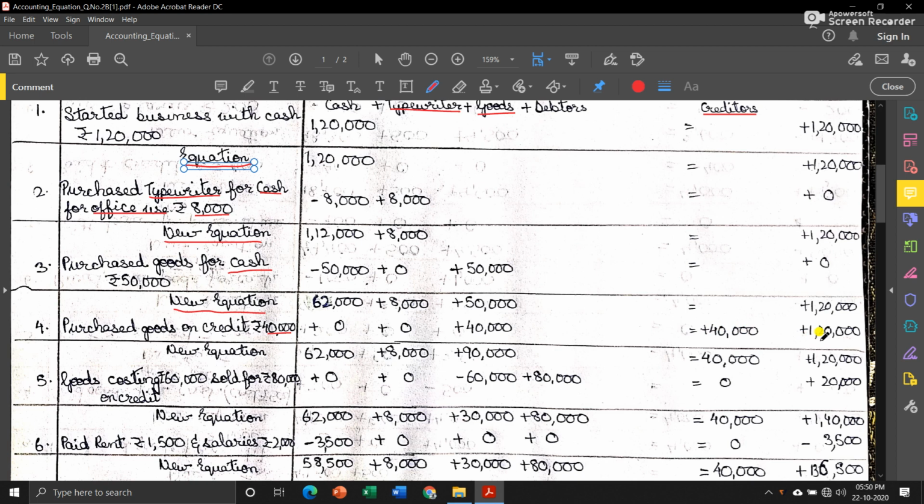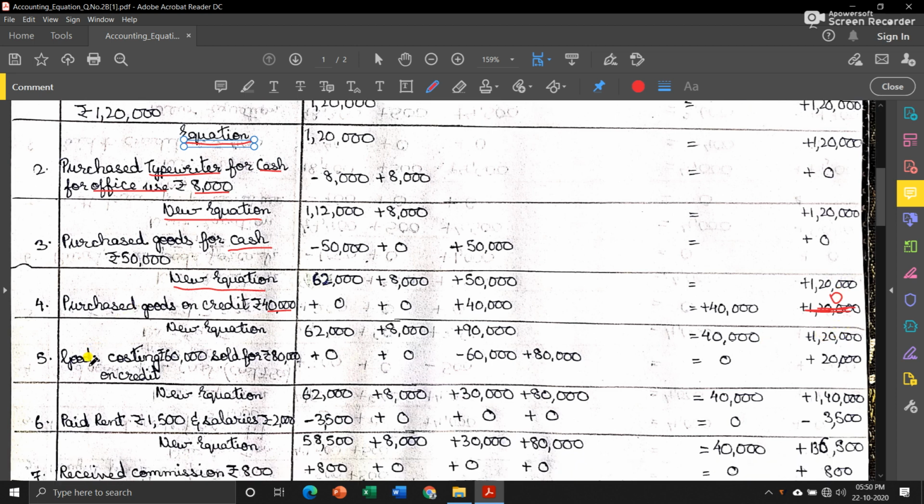Sorry, this will be 0, okay, this will be 0. In capital we have 0. Now after this transaction we will get the new equation: 62,000, 8,000 for typewriter, and stock we will get 50 plus 40, that is 90,000. Then creditors we have 40,000, and capital 1,20,000 plus 0, it will give us 1,20,000.